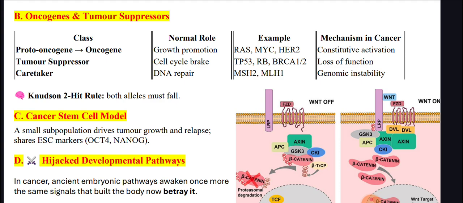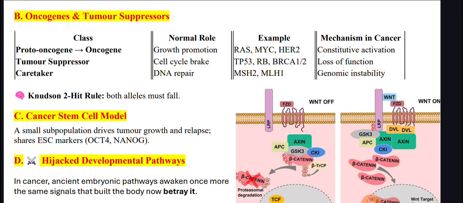Their normal role is the opposite. They act as the brakes. They restrain cell proliferation, monitor DNA damage, and can trigger cell cycle arrest or apoptosis if things go wrong. Classic examples are TP53, p53, RB, and DNA repair genes like BRCA1 and BRCA2. And in cancer? They are inactivated, usually through loss-of-function mutations or deletions. This is like cutting the brake lines. The cell loses its crucial inhibitory controls.